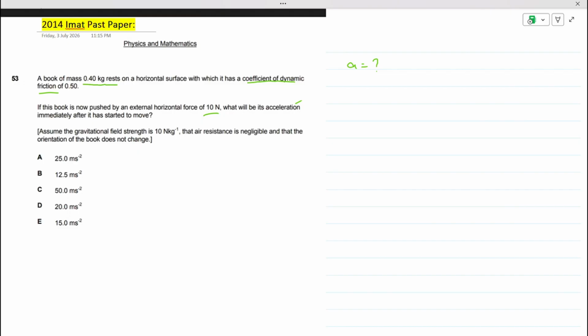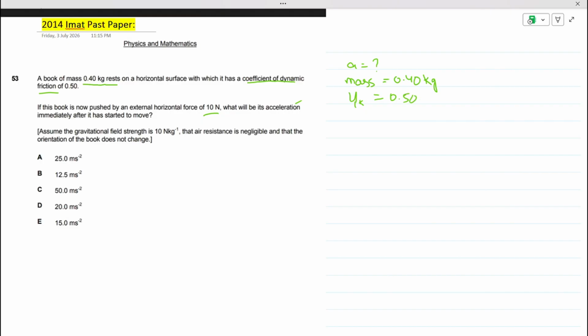The mass of the book is given to us, and that is 0.40 kg. Then what else is given to us? Coefficient of dynamic friction. Coefficient of dynamic friction means mu k, right? This is not u, this is mu k. Mu is the coefficient of friction, and coefficient of dynamic friction is mu k. So mu k is given to us, which is 0.50.